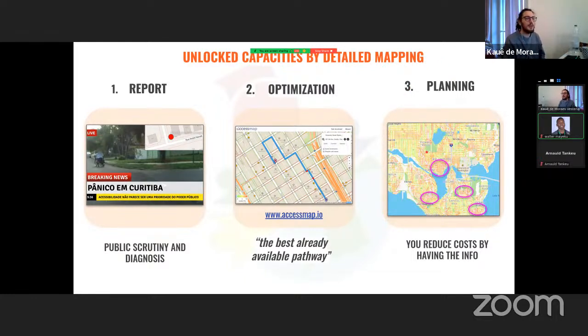We can see the pain points in the city. We do a diagnosis of the city, as if the city got a disease that is the lack of accessibility. So you can see the critical points, and we can reduce costs, we can optimize public money by the use of cartography, by the use of map data, and obviously open map data.